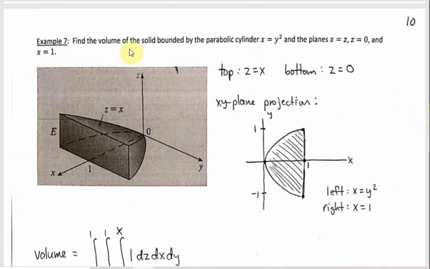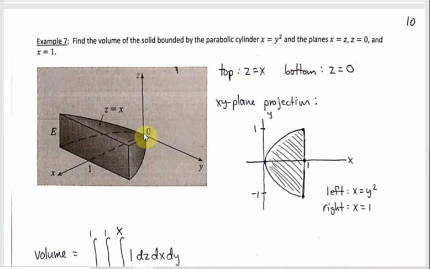But we want to find the volume of that solid right here, bounded by the parabolic cylinder x equals y squared, and then the planes x equals z, z equals 0, and x equals 1. The top and the bottom are given pretty explicitly here, or even without the picture. You could say, well, z equals 0 has got to be the bottom, z equals x is the top. And in the picture, you can clearly see it.